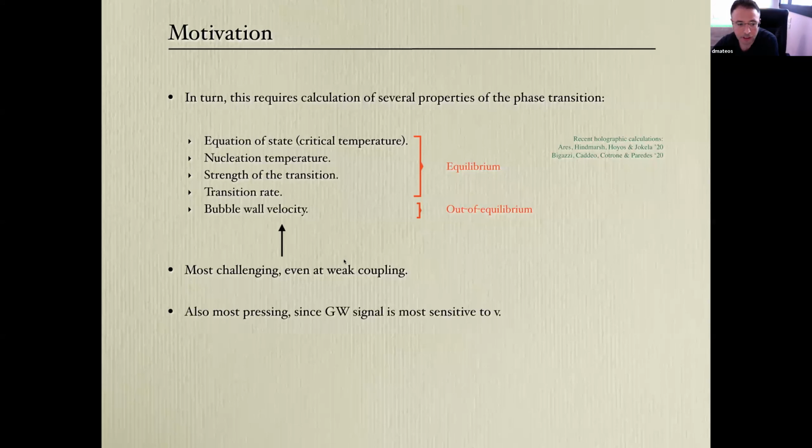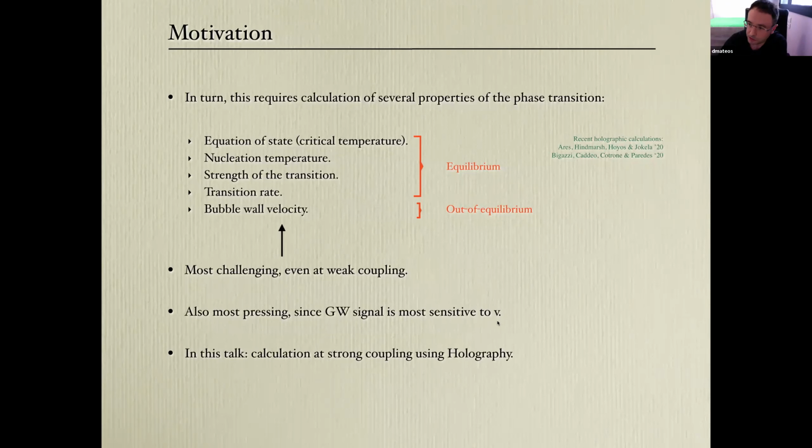But it turns out that not only is this the most challenging parameter to compute, but in fact, it's very pressing because the gravitational wave signal is extremely sensitive to this velocity. It's more sensitive to v_w than to some of the other parameters. So what I would like to do in this talk is to explain how to use holography to compute this bubble wall velocity in strongly coupled gauge theories that have a gravity dual.